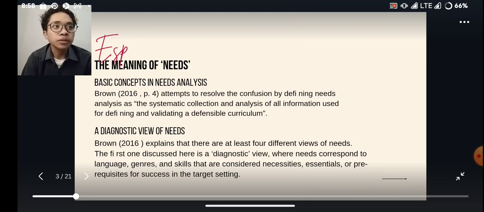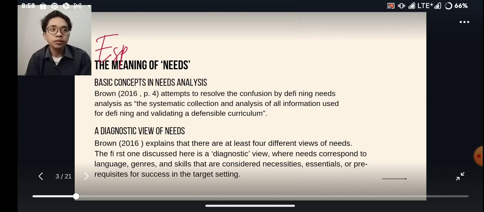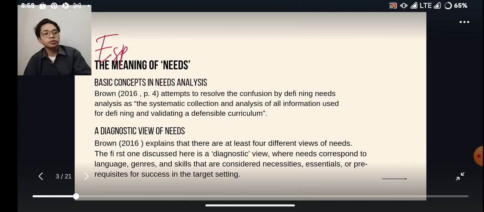For example, in an EAP course on academic presentation skills for researchers about to attend an overseas conference, you may want to prioritize fluency and pronunciation development. Similarly, in an ESP course for hotel staff about to work at the reception desk, you might want to prioritize telephone listening skills and politeness strategies. So it's based on the needs, the diagnostic view.